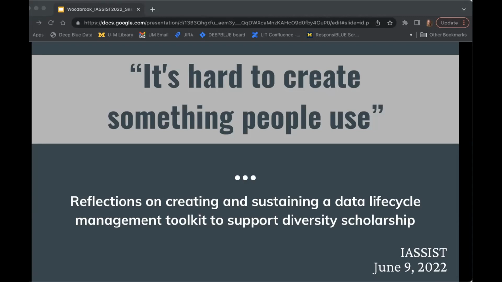Hello, everyone. My name is Rachel Woodbrook. I'm the data curation librarian at the University of Michigan, presenting today on a project creating a toolkit for data management throughout the data lifecycle in support of diversity scholarship.